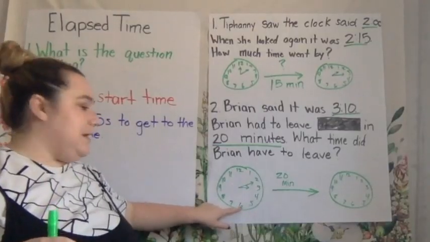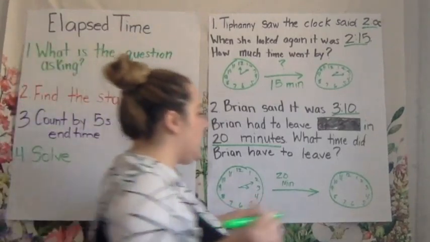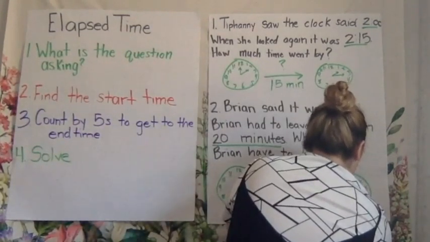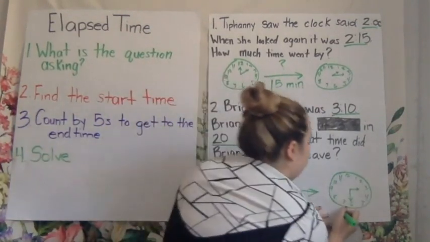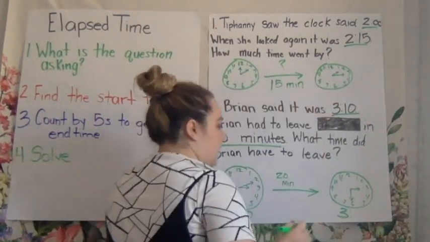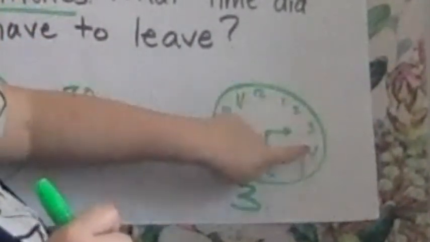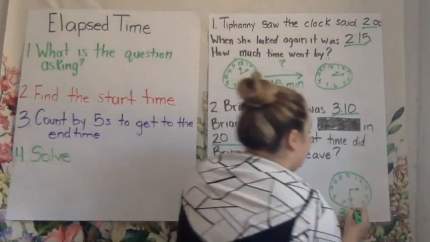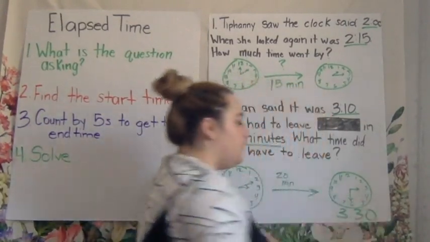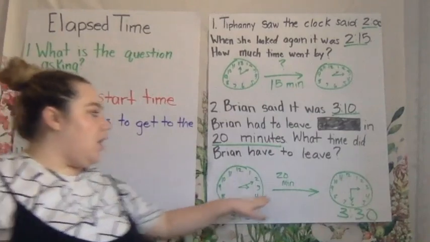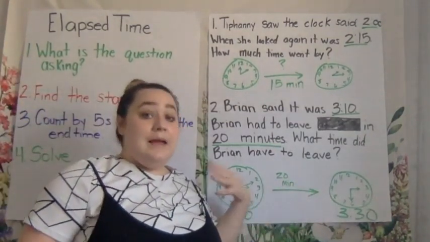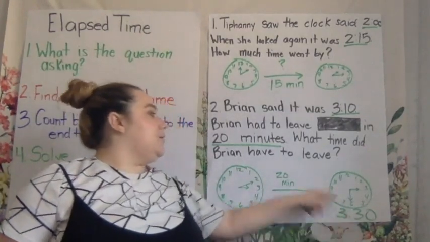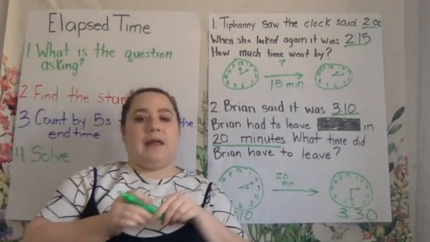What number will my minute hand be pointing to? 6. So I draw, didn't go an hour around. So it's 3, and now let's see. 5, 10, 15, 20, 25, 30. The time is 3:30. Do I have all 3 parts? I have a start time, an end time, and how much time went by? Yeah, and I know my answer is 3:30 because that is the time that Brian has to leave.